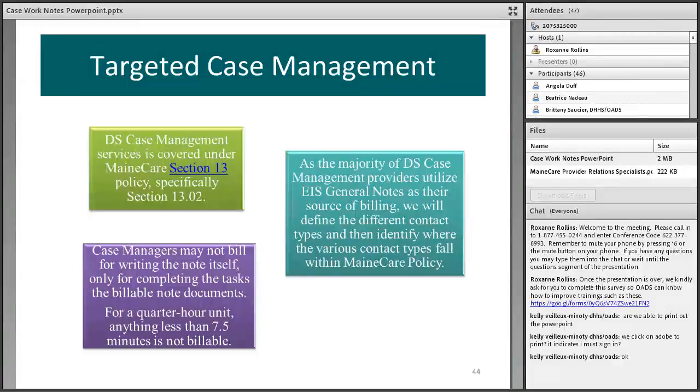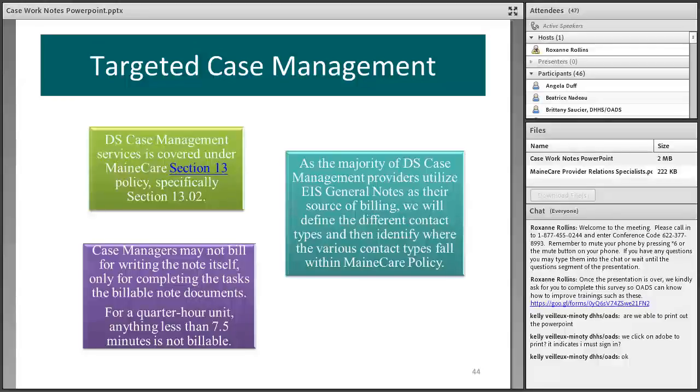Developmental Services Case Management is covered under MaineCare Section 13 policy, specifically 13.02. And since the majority of our DS case management providers utilize EIS General Notes as their source of billing, we're going to define the different contact types and then identify where those various contact types fall within MaineCare policy. And as a reminder, case managers may not bill for writing the note itself, only for completing the tasks the billable note documents. So when you're sitting in your office typing up your note, you can't bill for that time spent typing. You can bill for the actual contact that you had on behalf of the consumer.